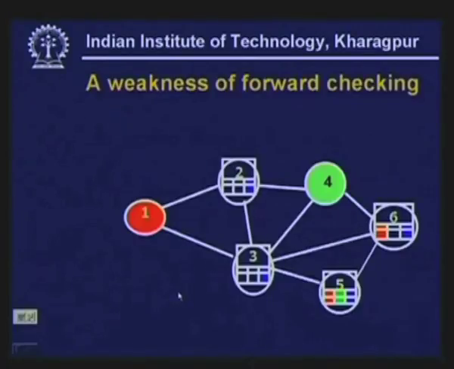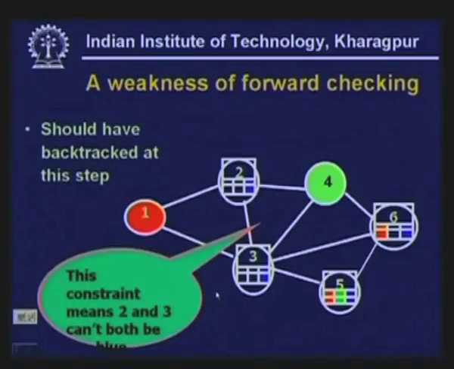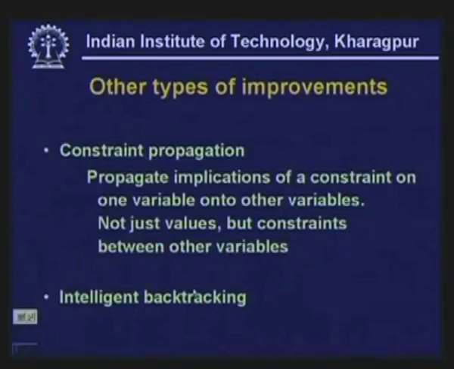So, let us now look back and see what is the weakness of forward checking. When we assigned 4 green, we saw that 2 and 3 have only one legal value left, which is blue, but these 2 legal values cannot be assigned together. So, we should have detected this problem early on. Forward checking does not detect this. We should have backtracked at this step.